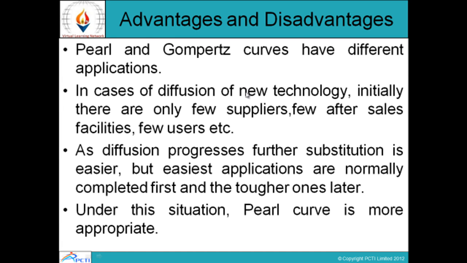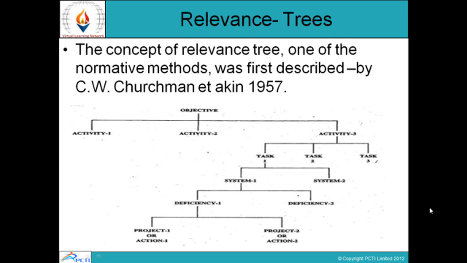Now the advantages of this method. In case of diffusion of new technology, initially there are only a few suppliers and few after-sales facilities, but this method works in a more appropriate manner. Now we enter the next method, the relevance tree.